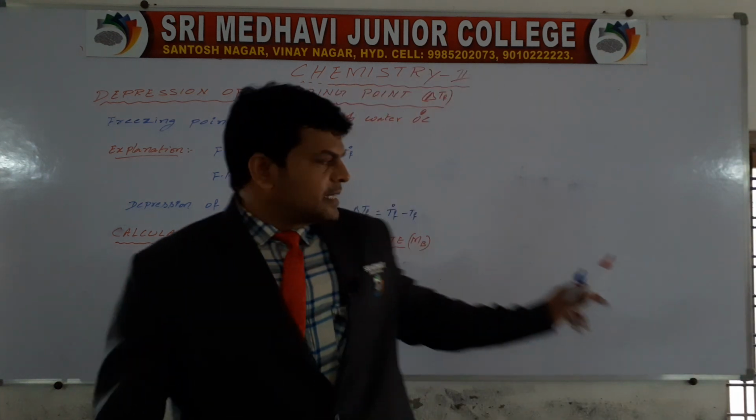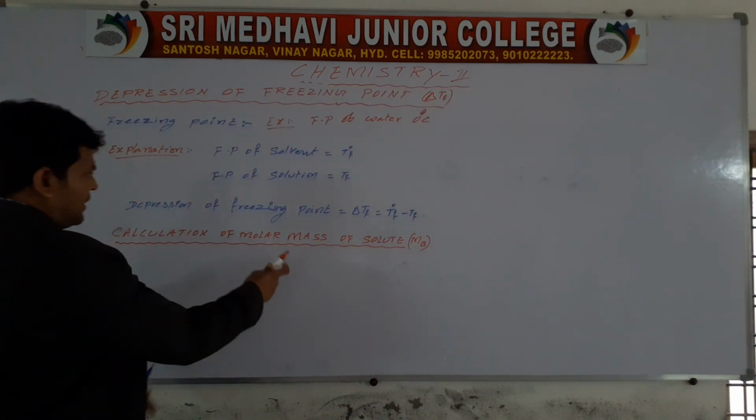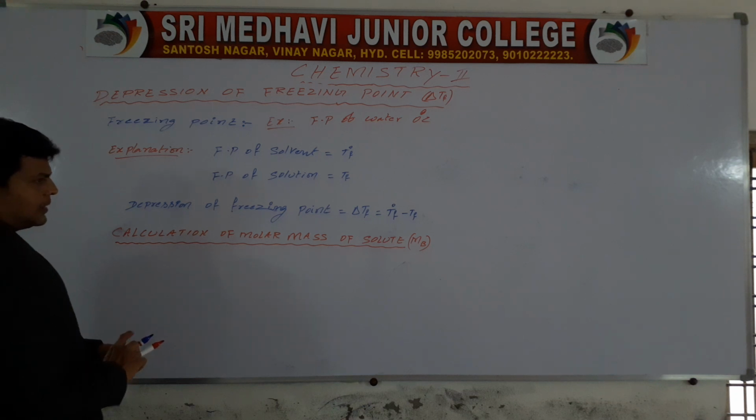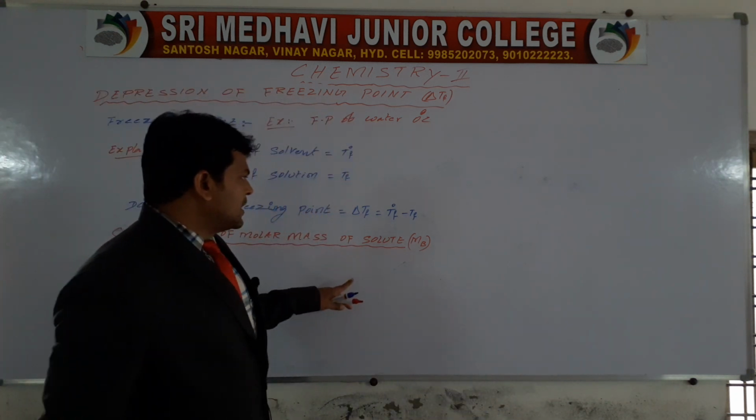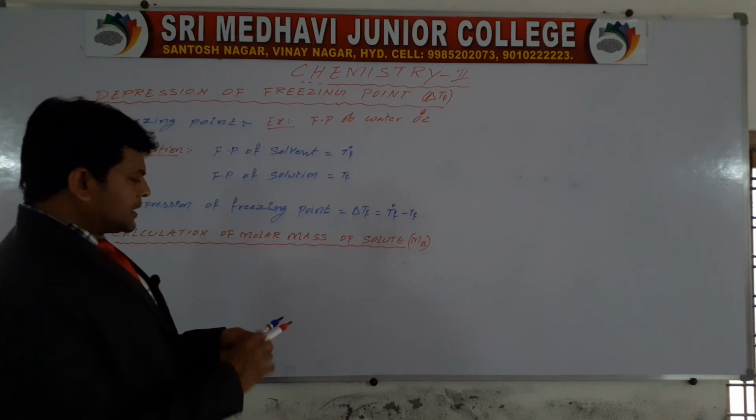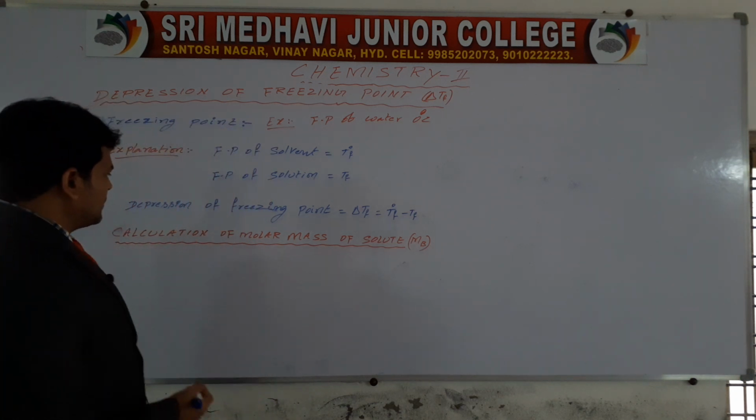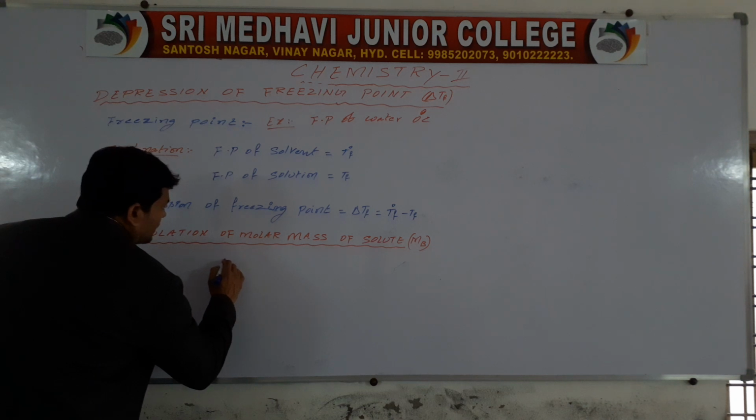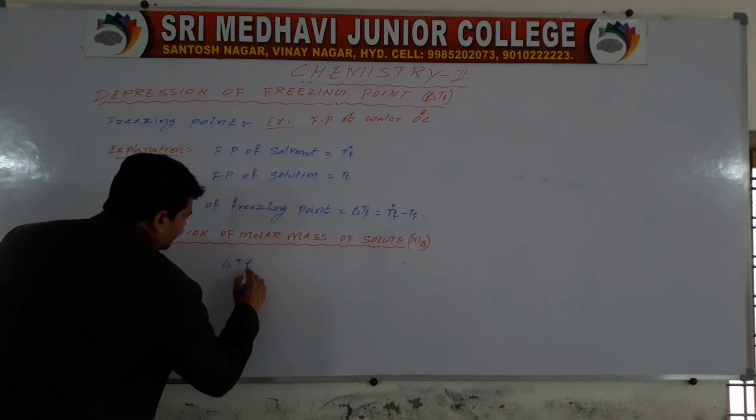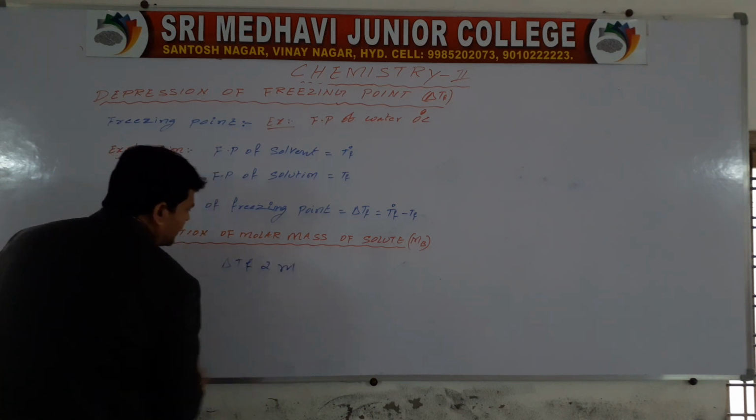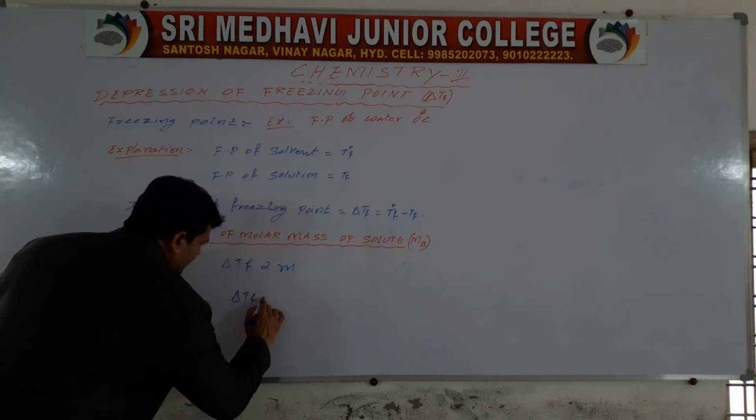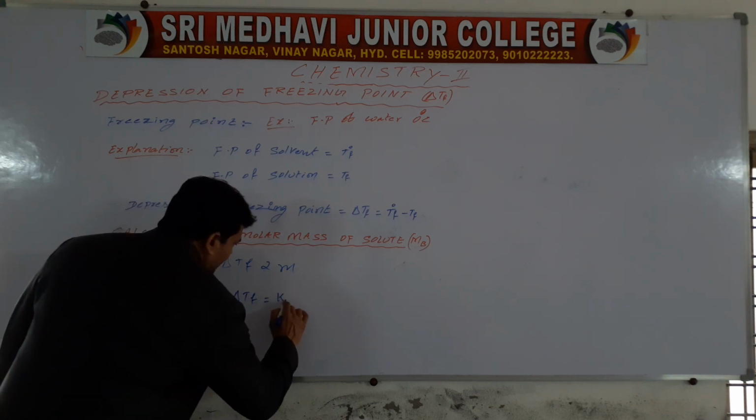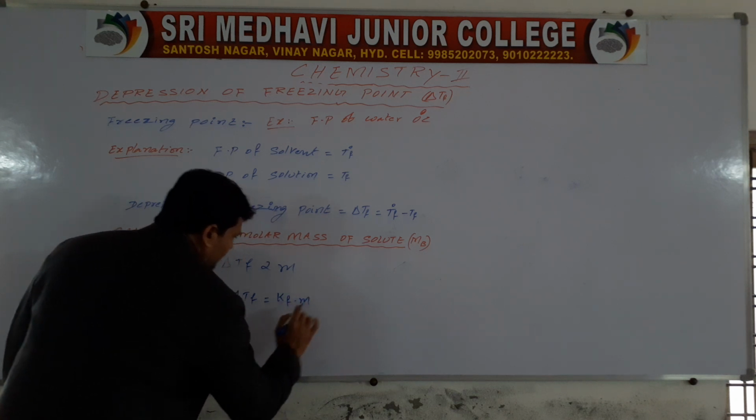The time is left out for discussing this, so we will discuss this also quickly. Here delta TF is directly proportional to m. So in the same way, delta TF equal to Kf into m.